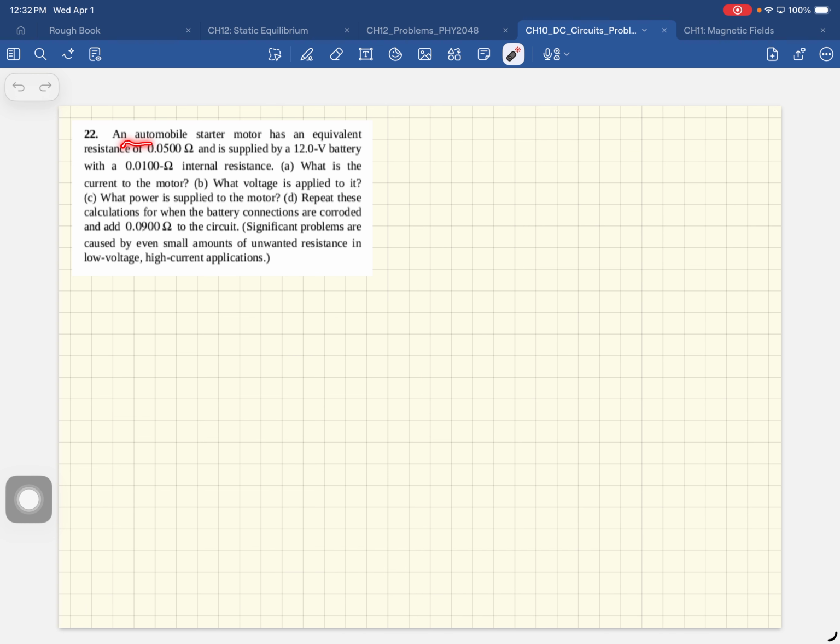So this problem says an automobile starter motor has a resistance of 0.05 ohms and is supplied by a 12-volt battery with a 0.01 ohm internal resistance. What is the current to the motor? So here's your 12-volt battery.